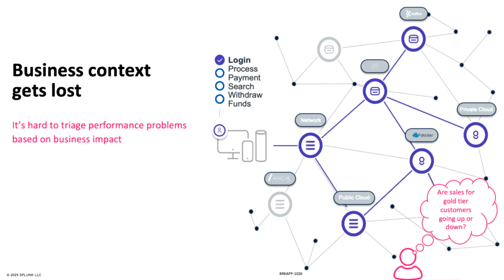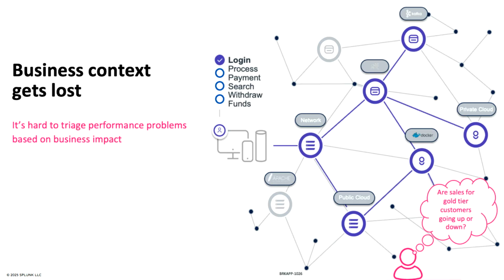And this matters because not every incident is created equal. A significant latency increase in an internal admin dashboard could definitely be annoying, but a significant latency increase on the payment flow for your gold tier customers during peak business hours, now that right there is a revenue event. So without unified observability that ties technical signals to business outcomes, you're treating both incidents the exact same way and you're prioritizing the wrong things.